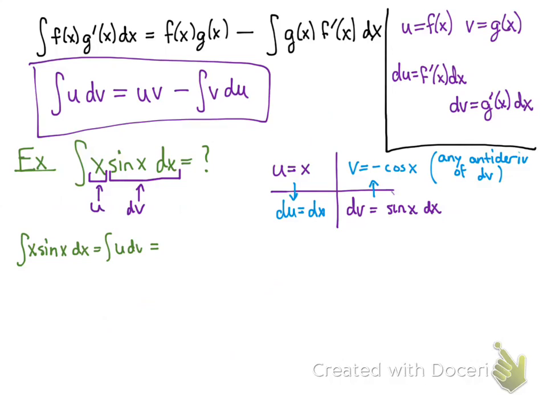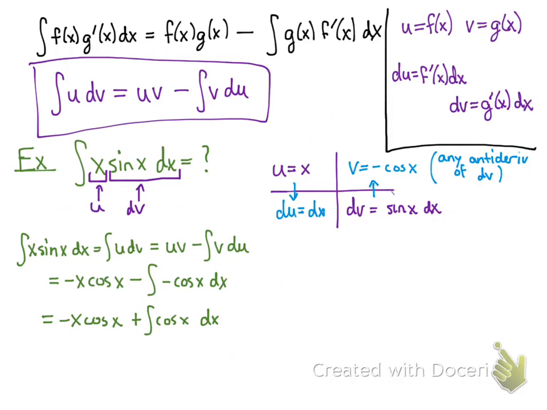My integral of x sine x dx, that's the integral of u dv. And the formula for integration by parts says that's equal to uv minus the integral of v du. So I just fill in what those things are. uv is x times negative cosine x, so that's negative x cosine x, minus the integral of v du is the integral of negative cosine x times dx. Well, minus an integral of negative cosine I can just rewrite as plus the integral of cosine. Minus a negative is plus.